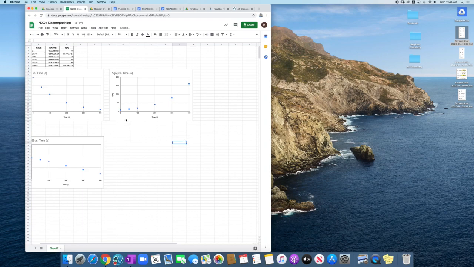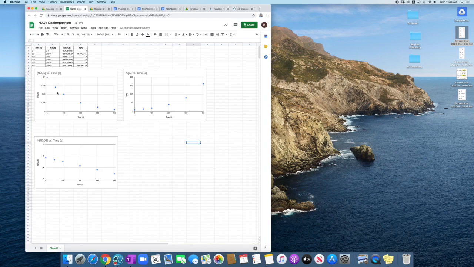All right, so concentration itself versus time is a downward curve. The reciprocal of concentration versus time is an upward curve. The natural logarithm of concentration versus time is a line, and the slope of this line would be negative k, negative rate constant.